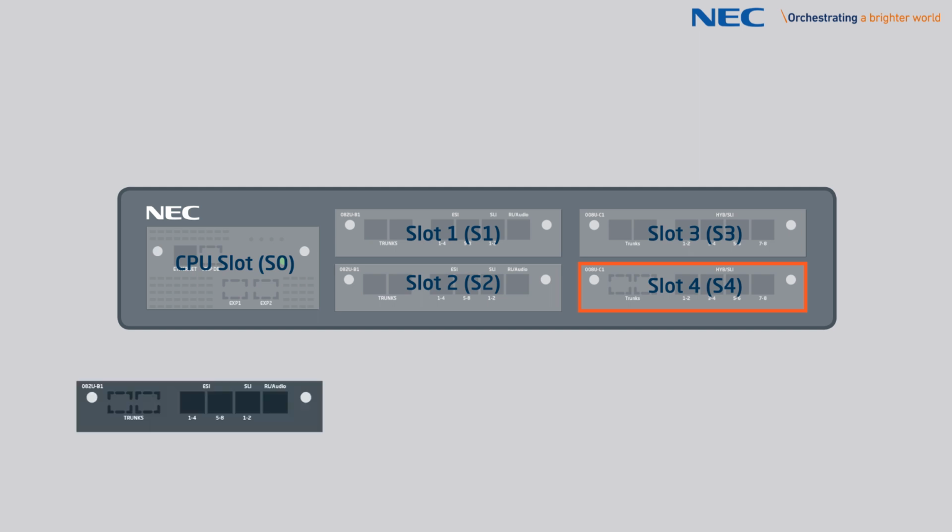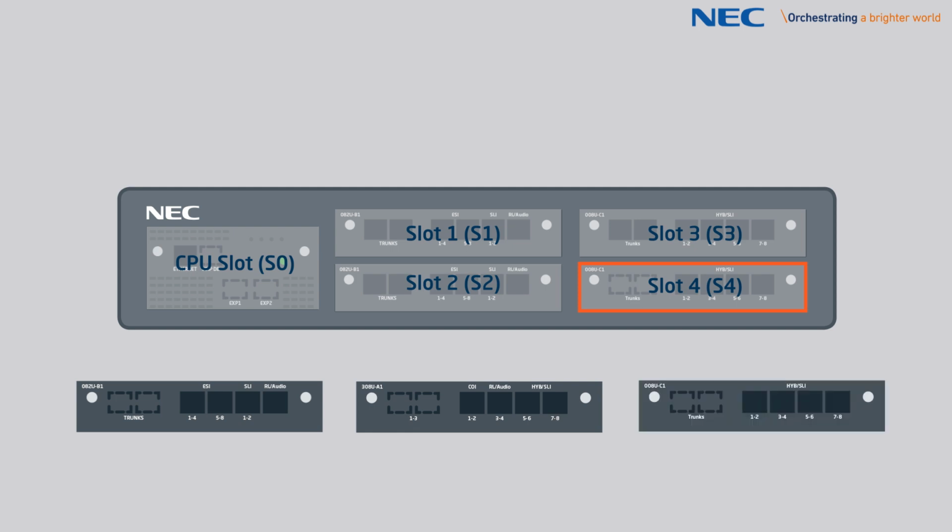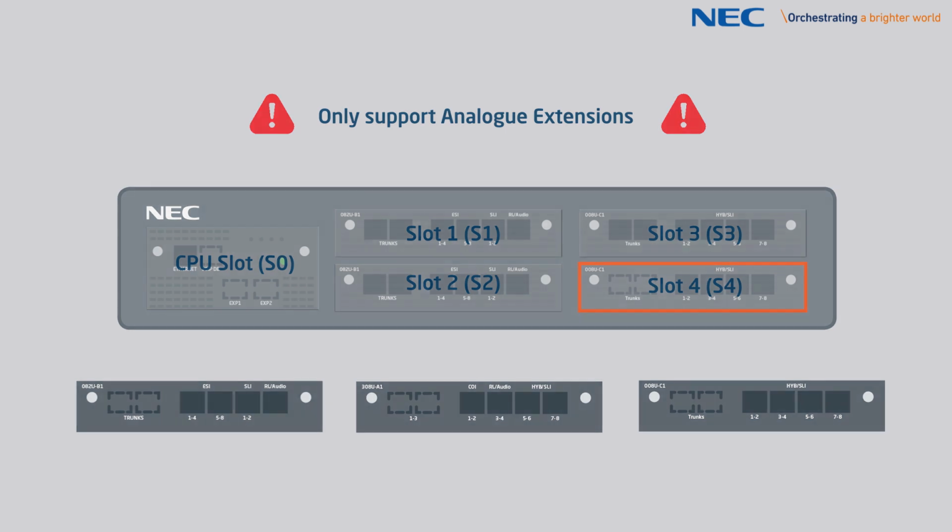A 082UB1, 308UA1 or 008UC1 card can be installed, but will only support analog extensions. Any trunk daughter card is supported in slot 4.